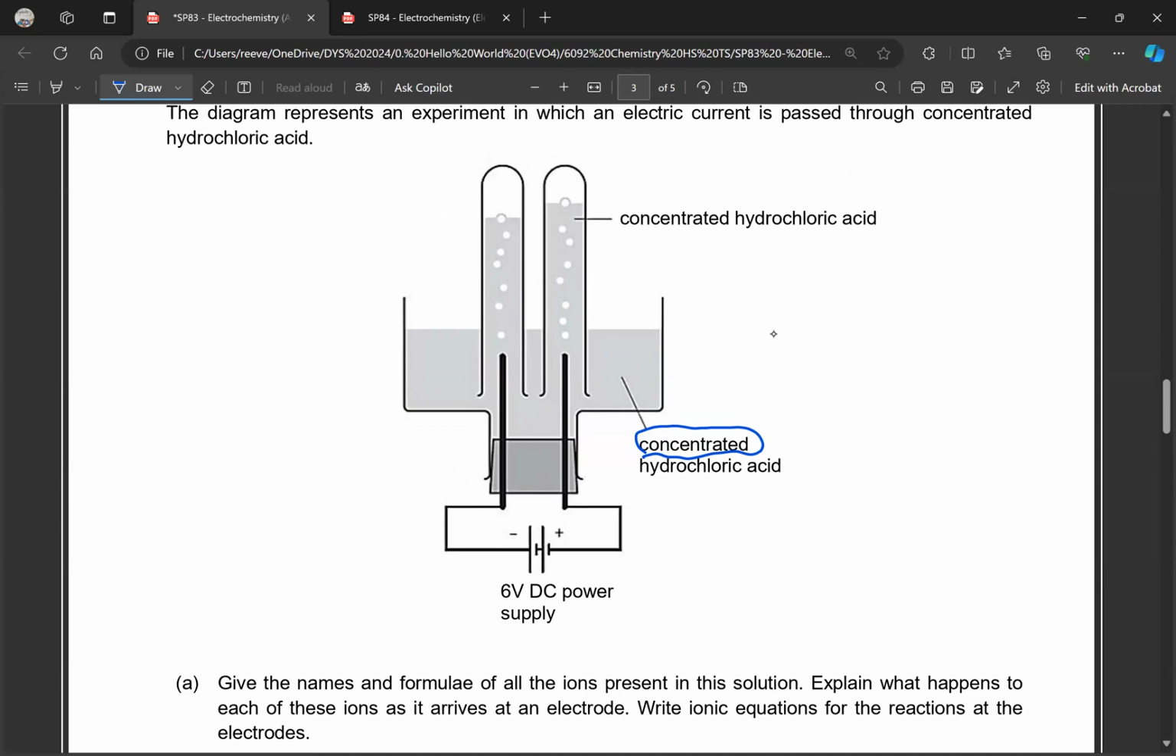Over here, it's good that you identify which one is the anode and which one is the cathode. I trust you know this one is the cathode, because it is connected to the minus of the battery. This is the anode, because it is connected to the plus of the battery. Later I'll ask you what this gas is, so you need to know which gas goes where, because the cathode and the anode release different gases.